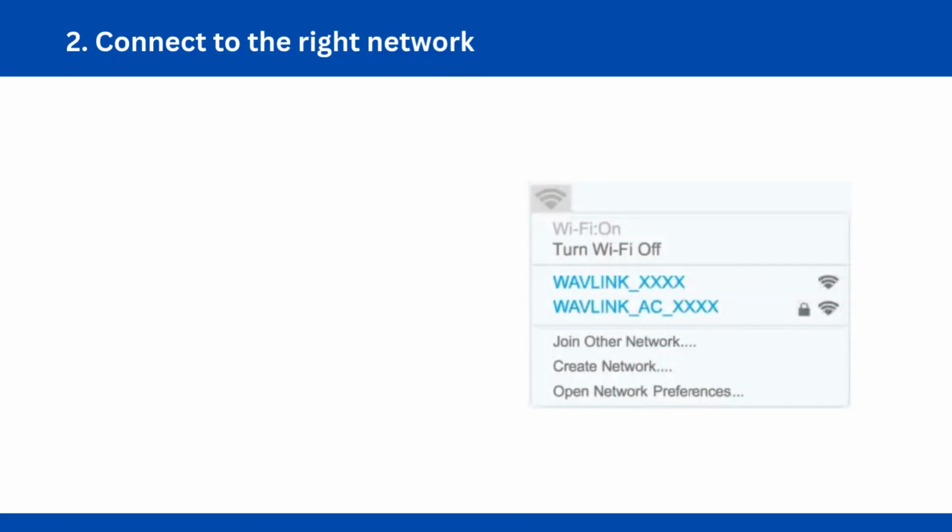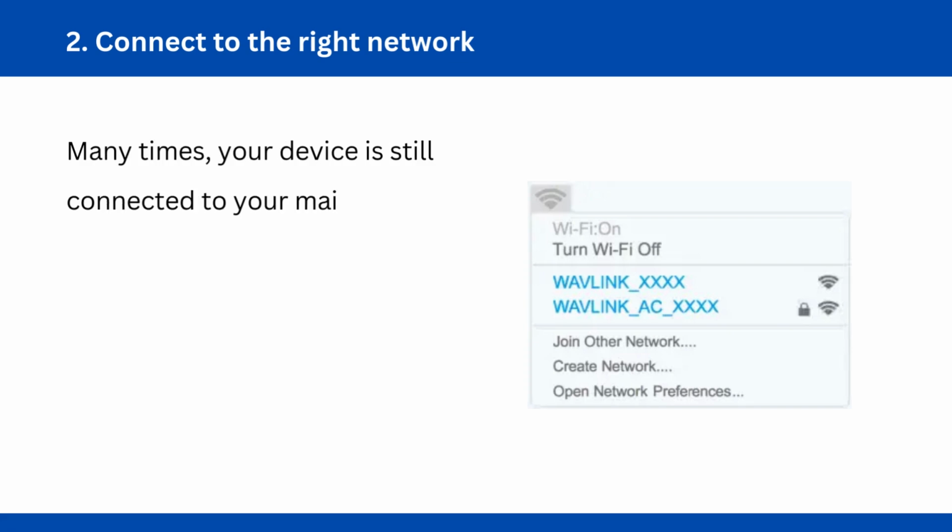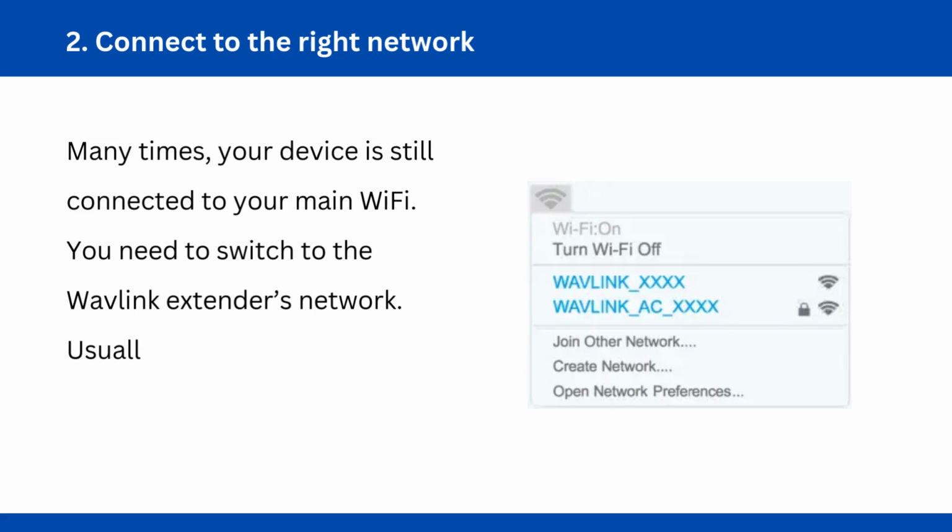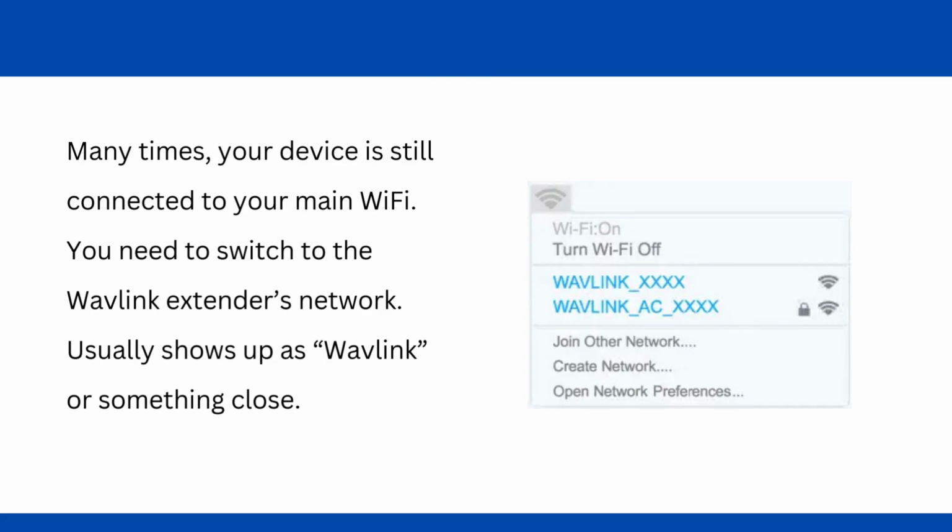2. Connect to the right network. Many times, your device is still connected to your main Wi-Fi. You need to switch to the Wavlink extender's network. Usually shows up as Wavlink or something close.